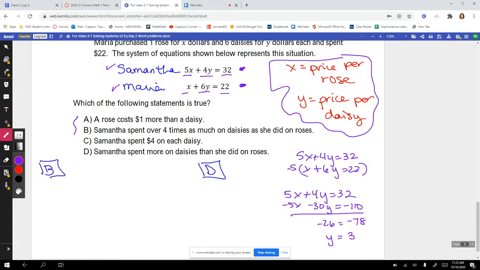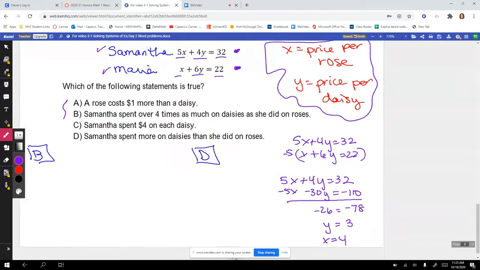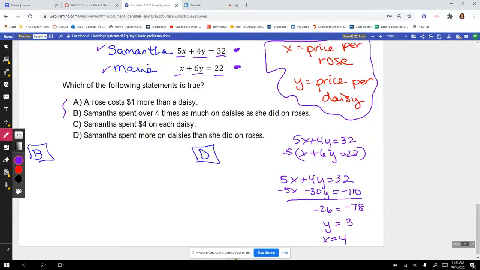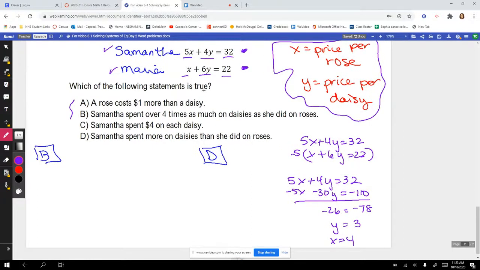Substitute back in the other one. I'll save some time here. And x is equal to 4. Now, here's the thing. That's not how many were sold. That's the price, right? So we have y is $3. That's the price for a daisy. And $4 is the price for a rose.